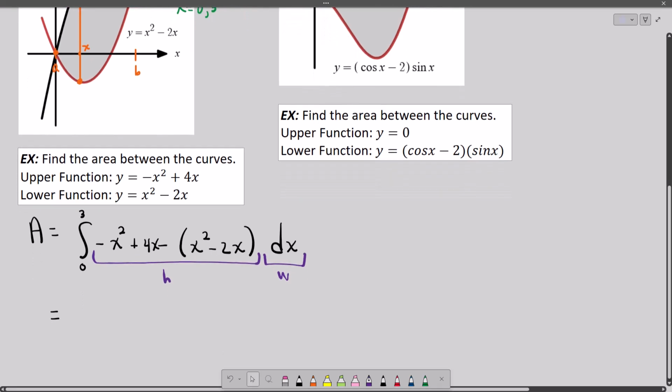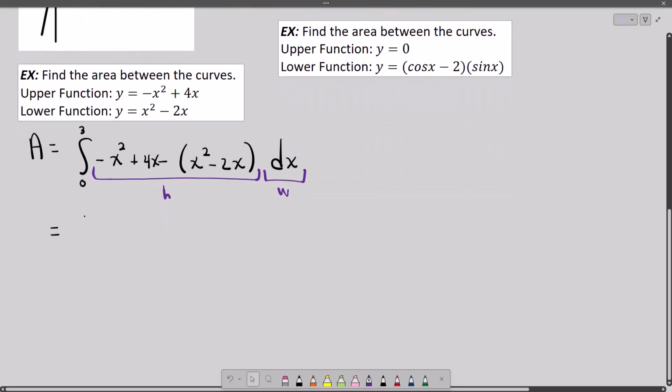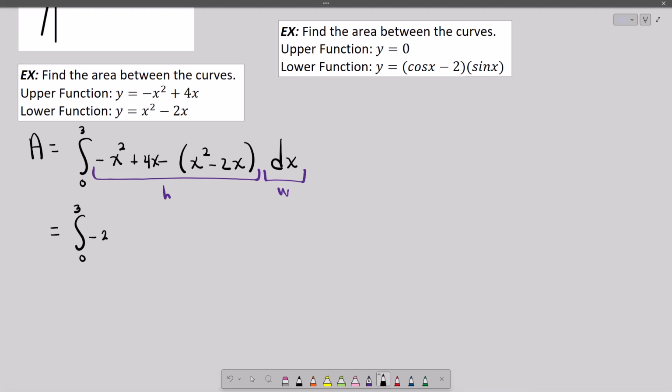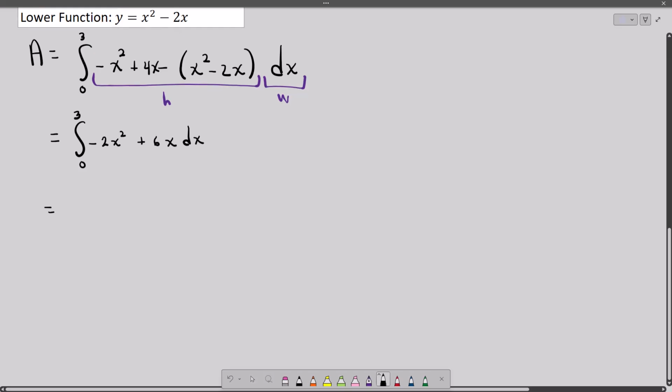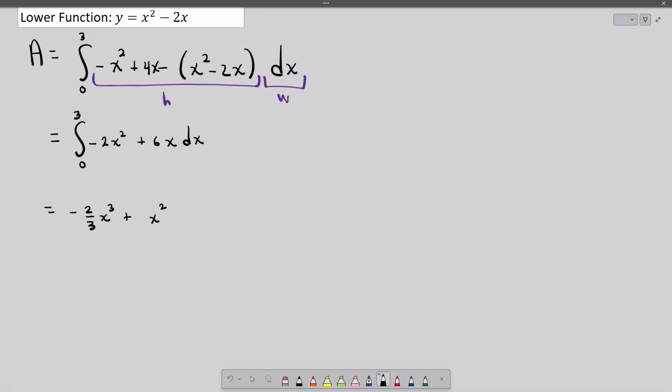Now we have to simplify our integrand here. So we're integrating from 0 to 3. This is going to be negative 2x squared plus 6x, since 4x minus a minus is plus 6x, dx. So we'll get negative 2/3 x to the 3 plus, add 1, we get 2, divide by 2, we get 3. And that's going to go 0 to 3.